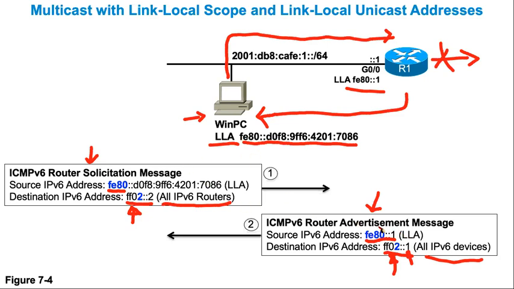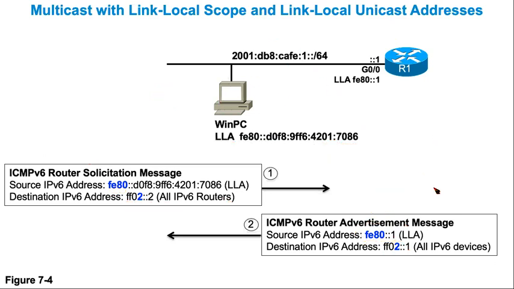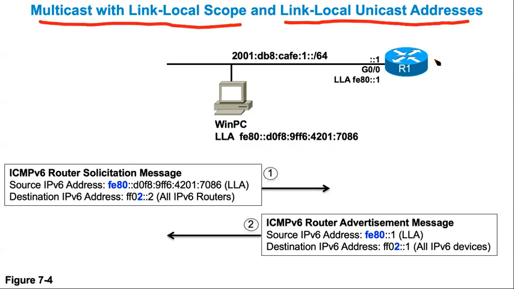When WinPC receives this router advertisement message, it will actually take this source IPv6 address, which is a link local address, unicast, and that will be its default gateway. That's where we'll send packets for packets not on this network. All right, so that's the difference between multicast with link local scope and a link local unicast.